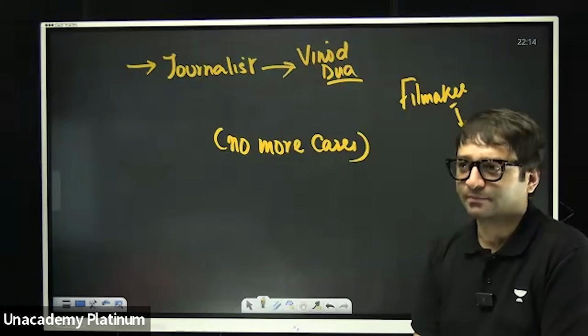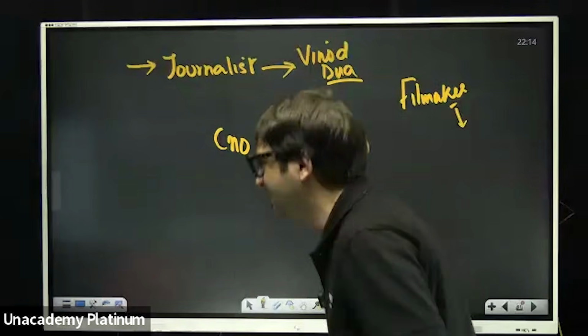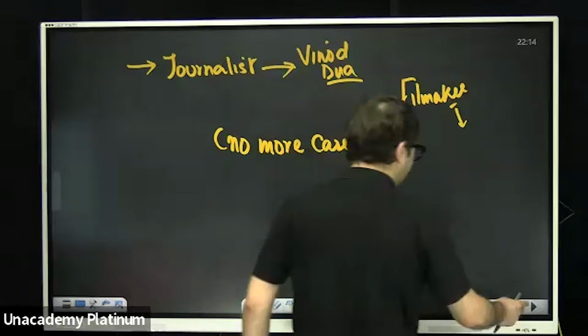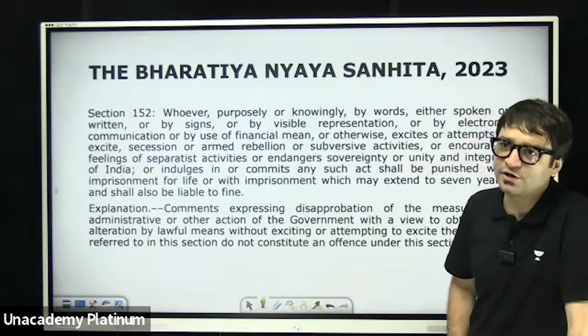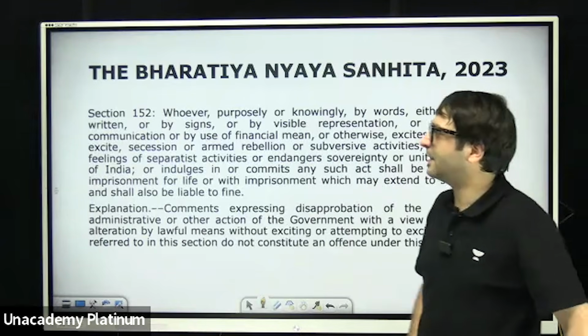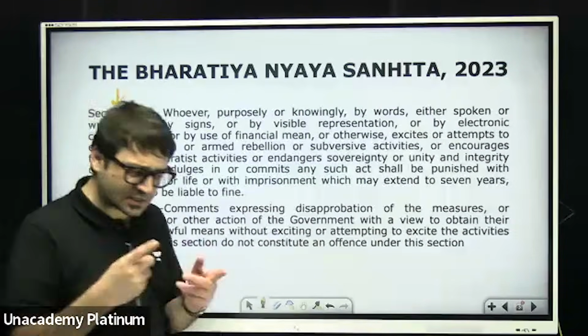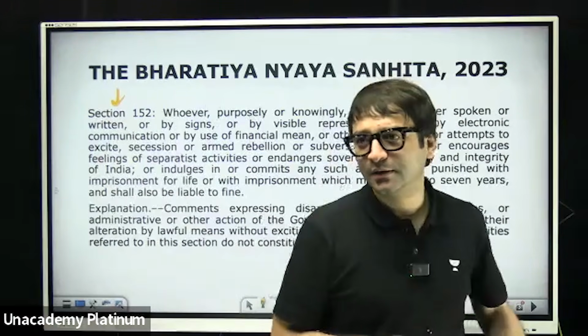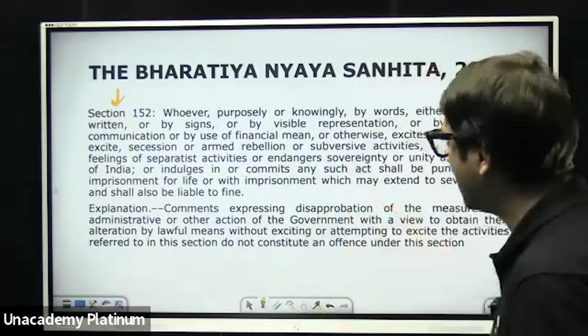And the government said, don't worry, we will not have sedition now, because the Indian Penal Code will now be replaced with the Bharatiya Nyaya Sanhita. And in the Bharatiya Nyaya Sanhita, we will have no sedition. Instead, we will have section 152, which is like a brother or a sister of the sedition law. Look at the wording, more or less similar, but look at the wording.